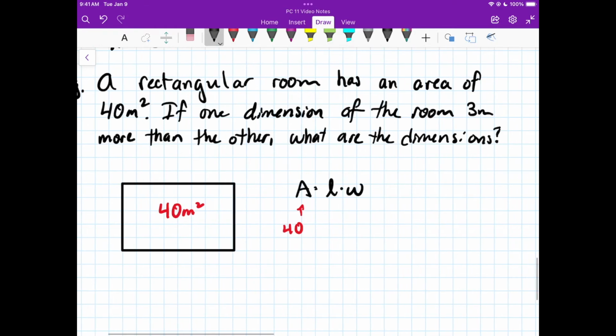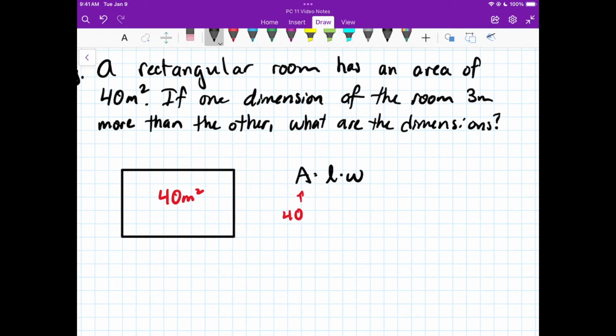And so if we want to characterize that in terms of variables, we didn't specify, so you can kind of pick length or width here, but I might say something along the lines of the length is 3 meters more than the width. So it's the width plus 3. And so what we're going to do is we're going to take this thing, this w plus 3, and we're going to shove it into our formula there.